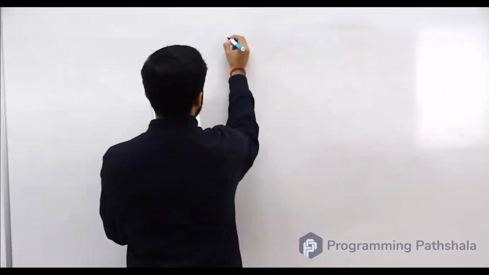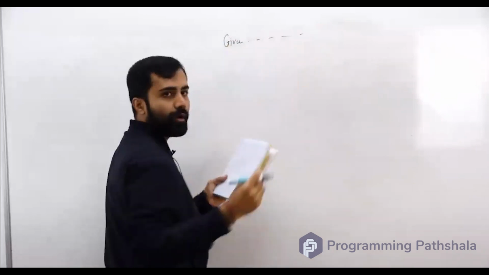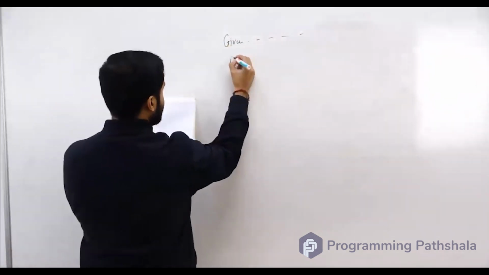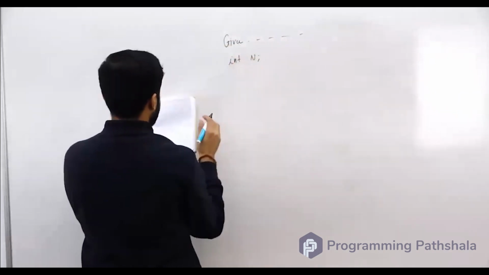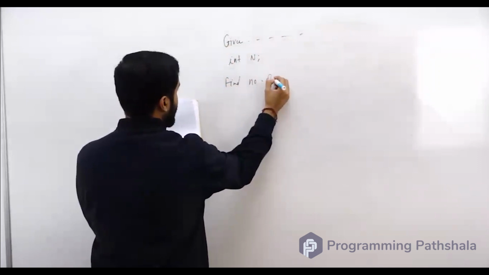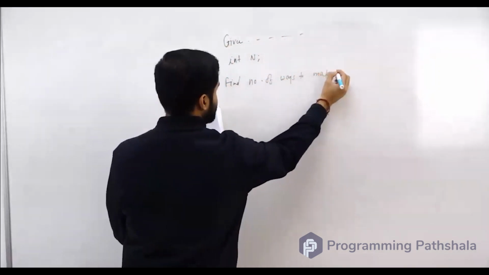So now you have been given, again, the same thing. You have been given the coins of some denominations, okay? And you have been given an integer n, okay? Now what you have to do is find the number of ways to make n.